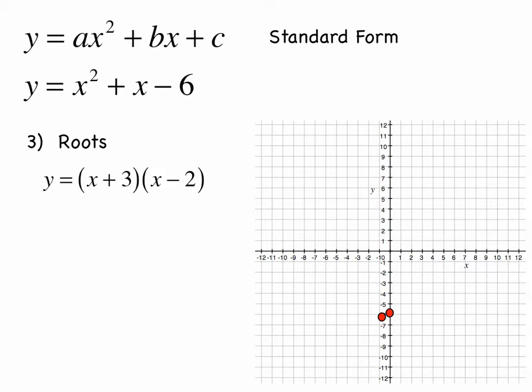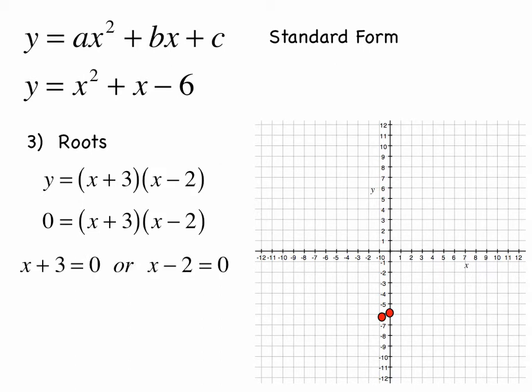I have two numbers here. The y value is going to be 0. I'm going to set each one of these numbers equal to 0. So the first number is x plus 3, and the second number is x minus 2. I'm going to set each one of these equal to 0 and solve for x. So x is either going to be negative 3 or x is going to be 2. Remember, these are points when the y value was 0. So one of the points is negative 3, 0. The other one is 2, 0.